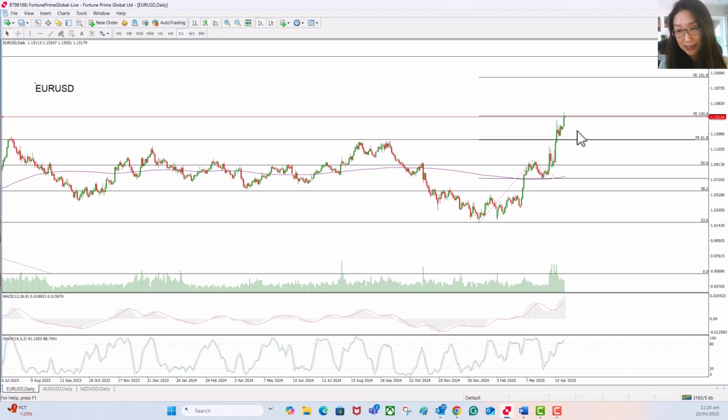However, I think at this moment, because it is also testing this key resistance, a near-term pullback is expected in the short term. If I draw an uptrend line here, this trend line will become its key support area. Once price pulls back and tests this trend line, it might be a good buying opportunity for this pair.